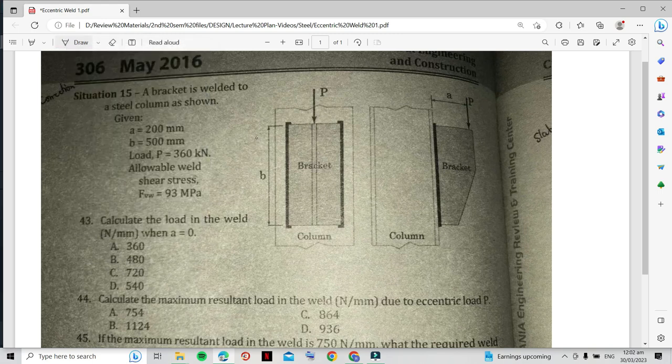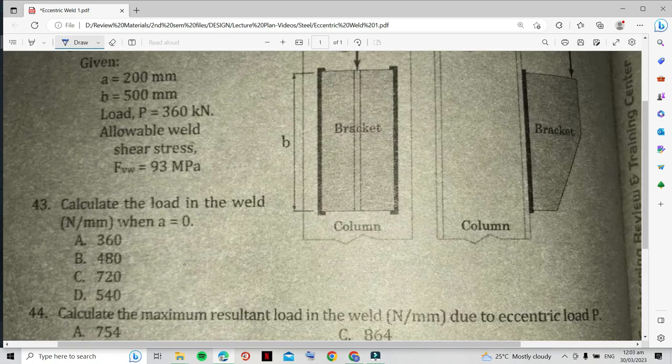First, calculate the load in the weld in Newton per mm when A equals 0. When A is equal to 0, it's not eccentric, so the load P is here. The hint is the unit Newton per mm, so basically it's talking about stress. Stress Y is equal to force over area.